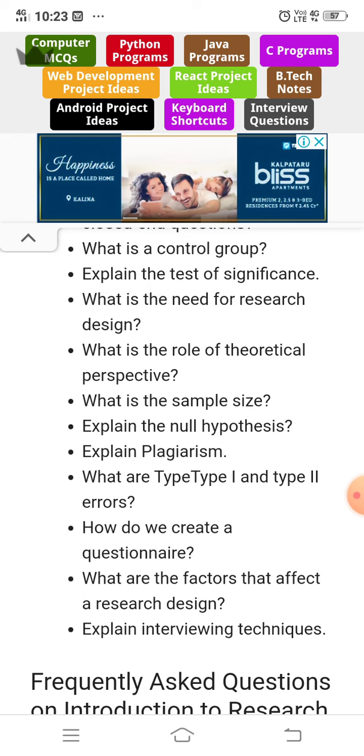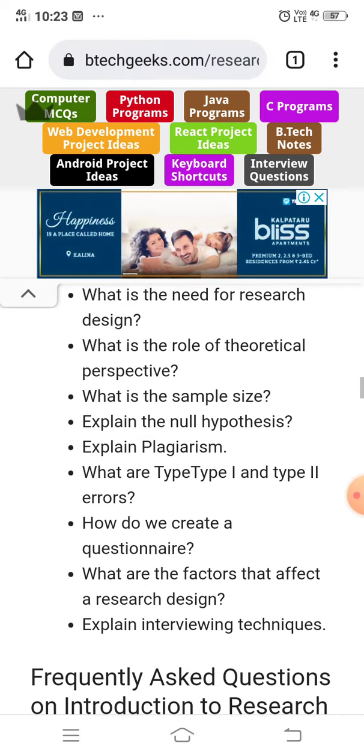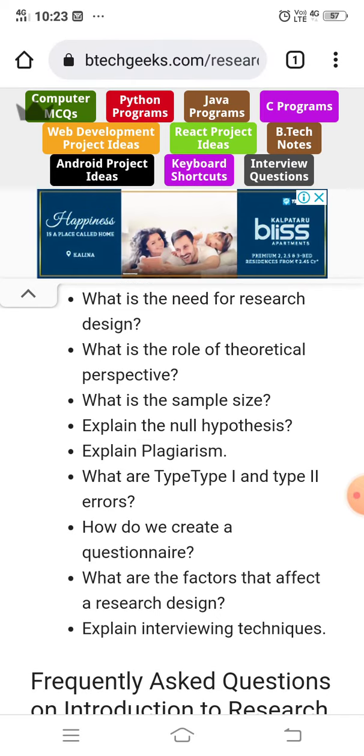Explain plagiarism. What are type 1 and type 2 errors? How do you create a questionnaire? What are the factors that affect the research design? And explain the interviewing techniques.